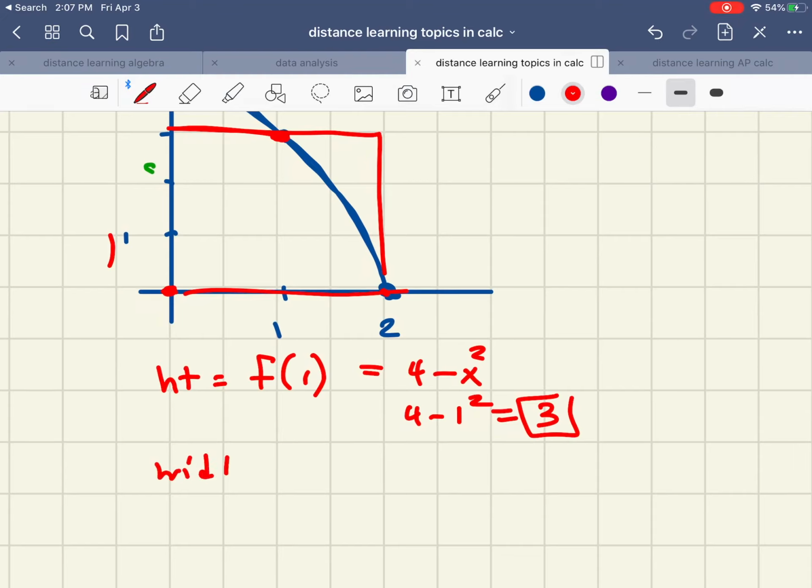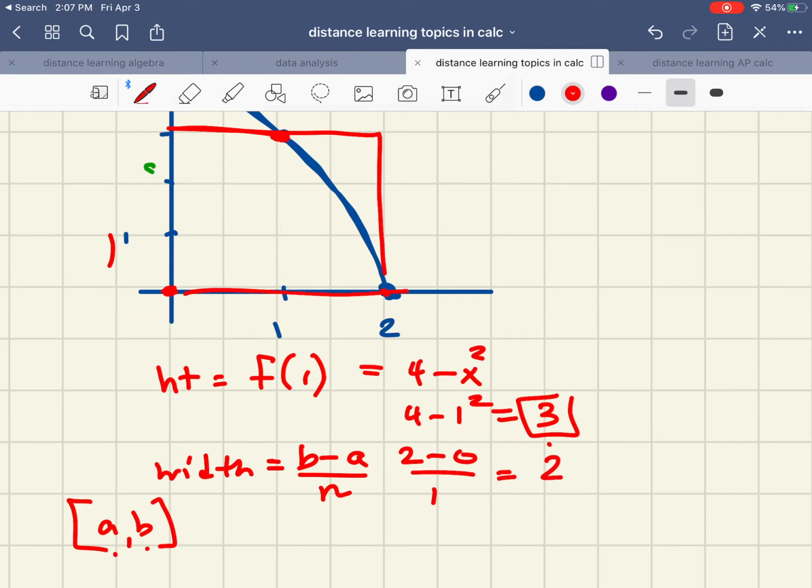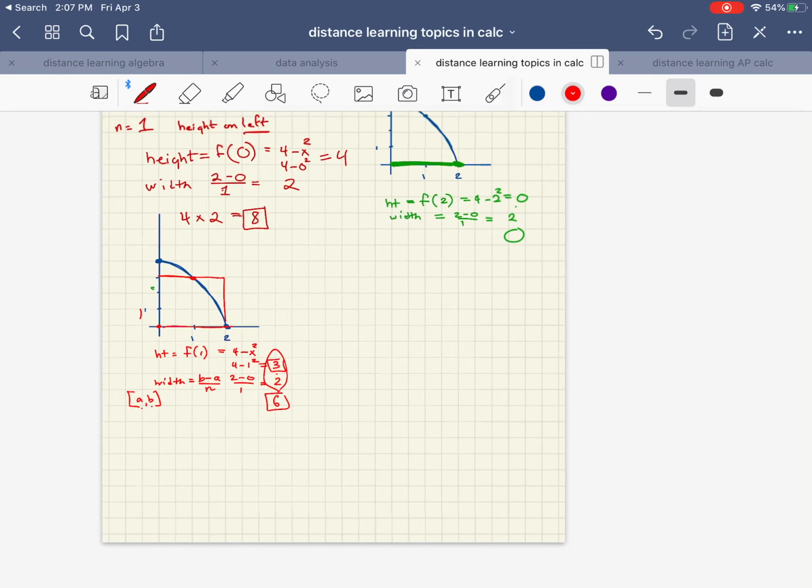I get a height of 3. And the width, again, I'm going to help you out a little bit here. The interval is always a to b, and the width is always going to be b minus a over n. Okay, the ending value in my interval, the starting value, and the number of rectangles. So in this case, 2 minus 0 over 1 gives me a width of 2. Multiply those to get my area of that one rectangle to be 6.